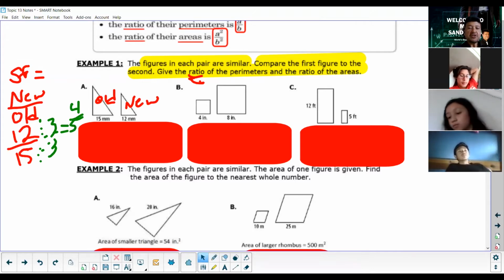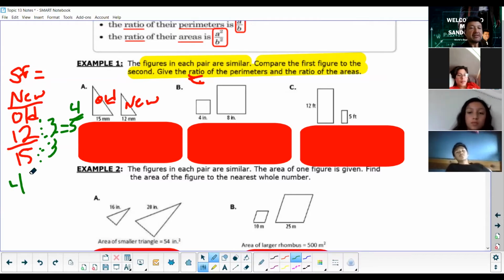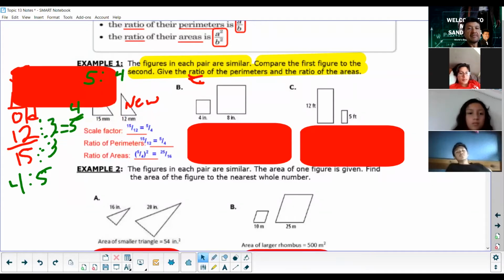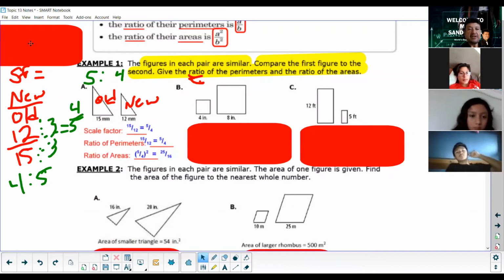Now, the only thing that's new is that sometimes you see ratios that are not written as divisions, they're written like this. And you'll see here in the blank, you see how we got the scale factor, 5 over 4? Mm-hmm. And in this case, the ratio of the perimeters is 5 over 4. Oh, they also wanted the ratio of the areas.